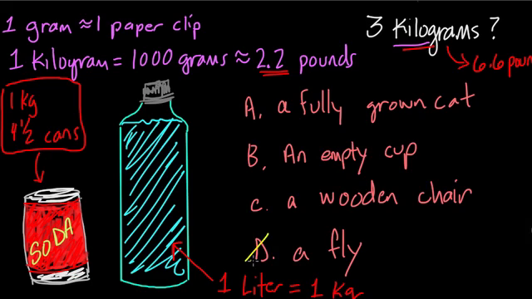Well, a fly is certainly not a kilogram, more likely a gram. A wooden chair is much heavier, maybe about 10 to 20 pounds. An empty cup, maybe a pound, probably a lot less. And lastly, a fully grown cat is probably the most likely choice. Alright, so I hope this helped.